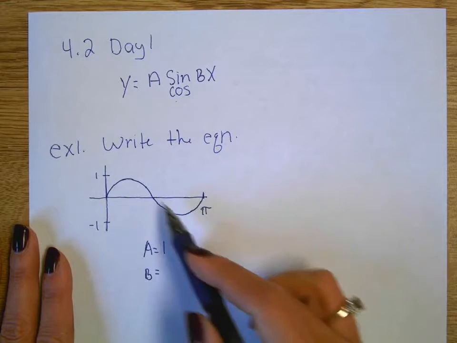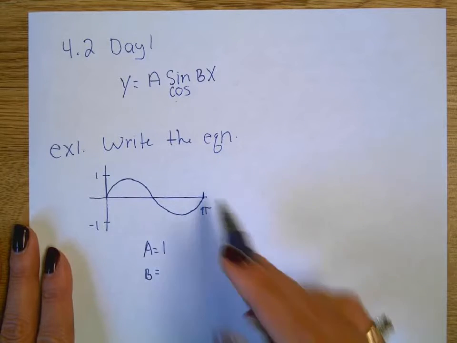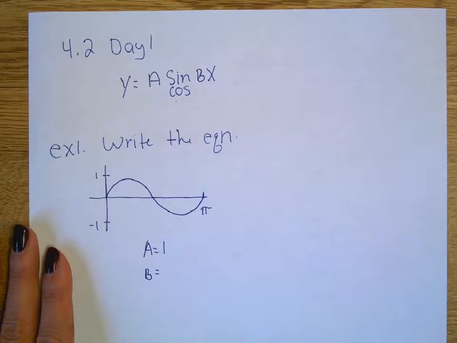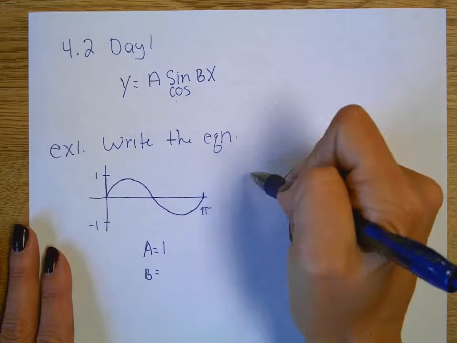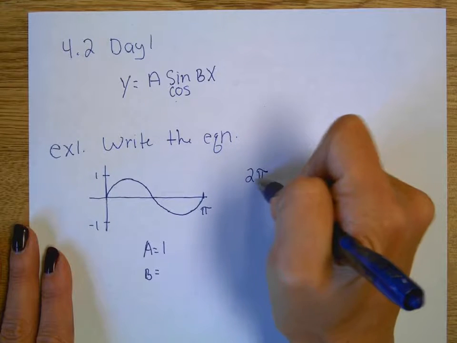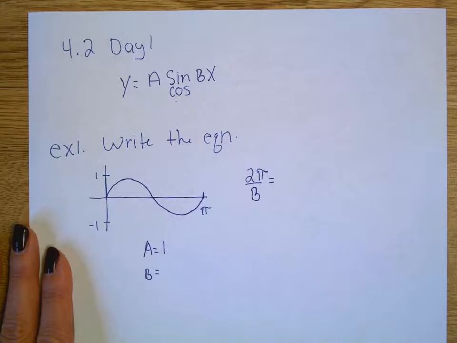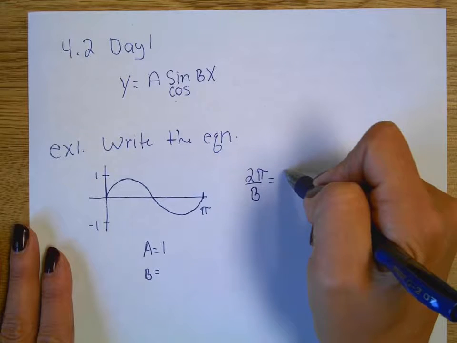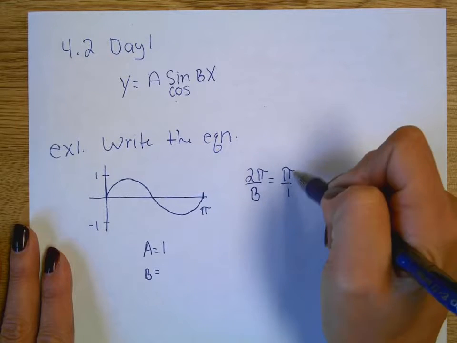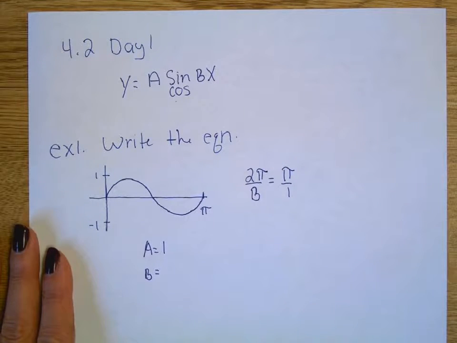The B is not visible here, okay? B is hidden inside of the period length. What's that formula we use to figure out the period? 2 pi divided by B has to equal the period. What is the period on this graph? Pi. Do you agree that it's pi? Okay. So if I make that pi over 1, can you do the algebra and solve for B?